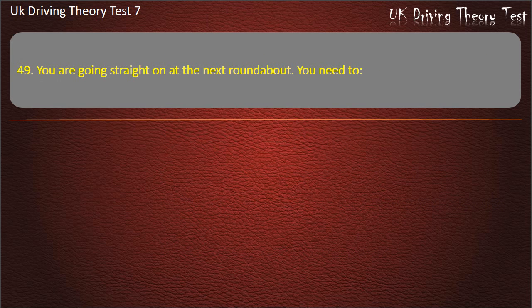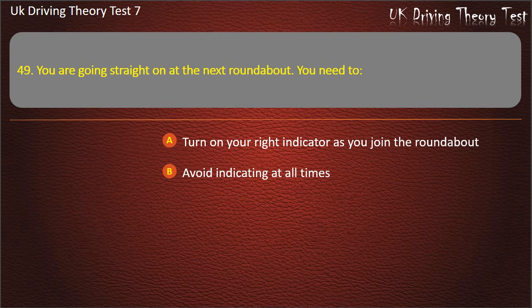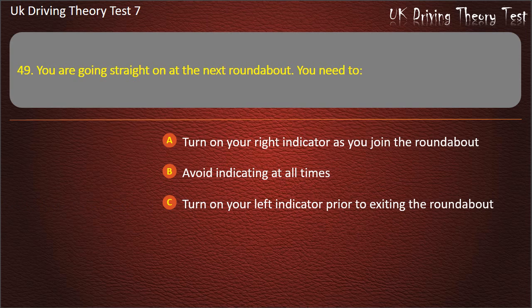Question 49. You are going straight on at the next roundabout. You need to turn on your right indicator as you join the roundabout. Avoid indicating at all times. Turn on your left indicator prior to exiting the roundabout. Turn on your left indicator as you join the roundabout. Answer. Turn on your left indicator prior to exiting the roundabout.